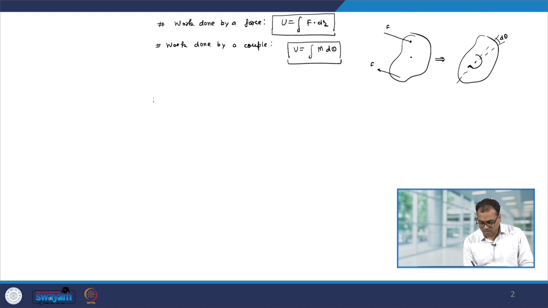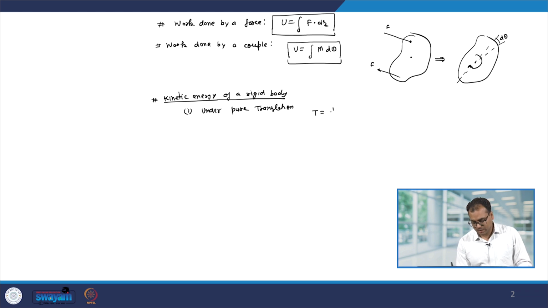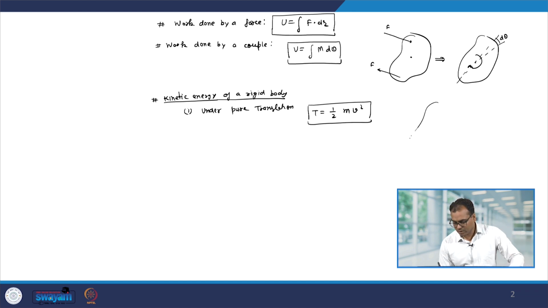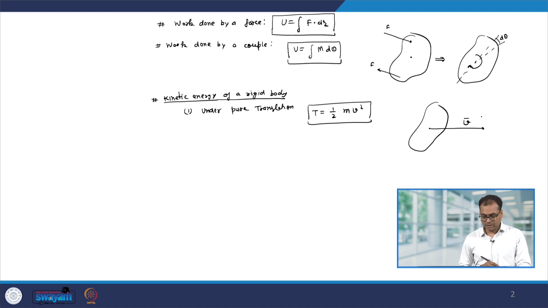Now, we also know that the kinetic energy of a rigid body, let us say under pure translation, is T equal to half m v square. So, we have a rigid body and this rigid body is just translating with velocity v.